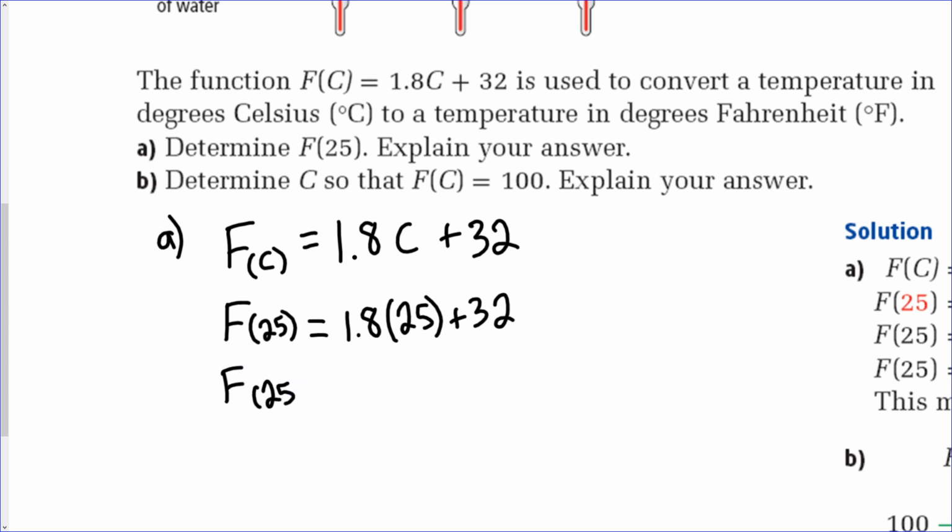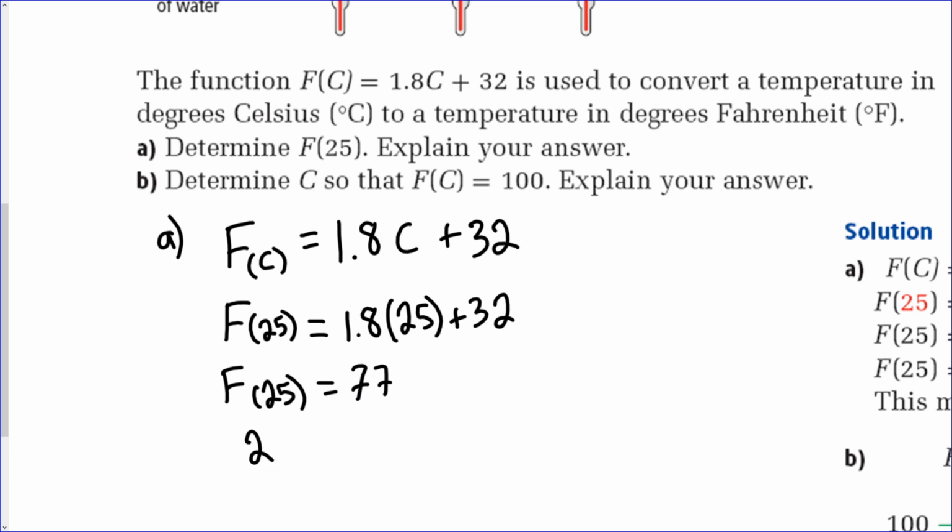So I now go to my next step, f at 25, and I put it into my calculator. It's an easy calculation to do. 1.8 times 25 plus 32 gives me a value of 77. And it says explain your answer.